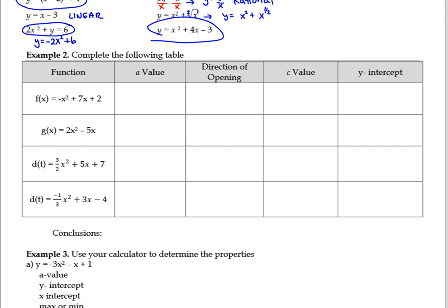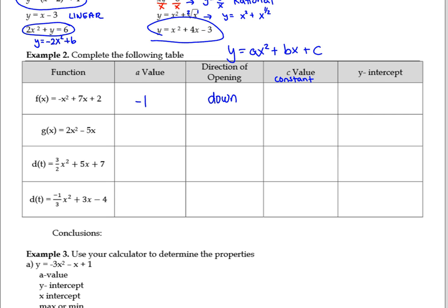Okay, so what we're going to do is compare to standard form, y equals ax squared plus bx plus c. We're going to state our a and c values, graph them, and then determine a couple of things. Now we could probably easily do the first 3 right now. Looking at this first equation, negative x squared plus 7x plus 2, what is the a value? Negative 1. Because the a value is less than 0, what direction does it open? Down. Okay. What is the c value here? It would be 2. C is your constant.